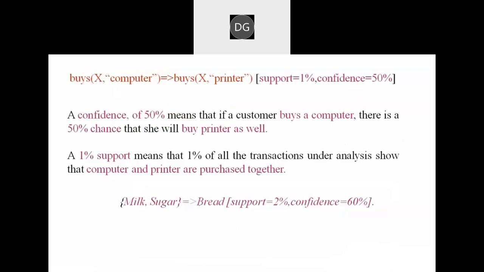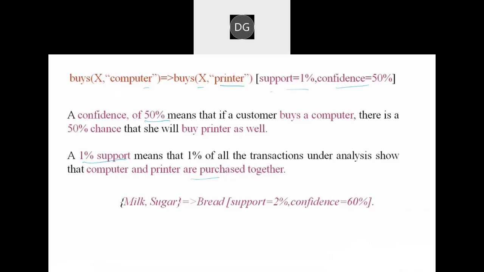Okay, so buys(X, computer) implies buys(X, printer), which means whoever has bought a computer, what is the possibility that they will buy a printer? This is just an example. Support is 1% and confidence is 50%. Confidence here means that if a customer buys a computer, there is a 50% chance that he or she will buy the printer also. Similarly, 1% support means that in the transactions under analysis, the computer and printer are purchased together. There is very little support for the printer and computer being purchased together, because most of the time we will not purchase them at once. If you are purchasing a computer, maybe we will frequently purchase other items like keyboard, mouse and so on. But a printer, only whoever needs it will purchase, right?